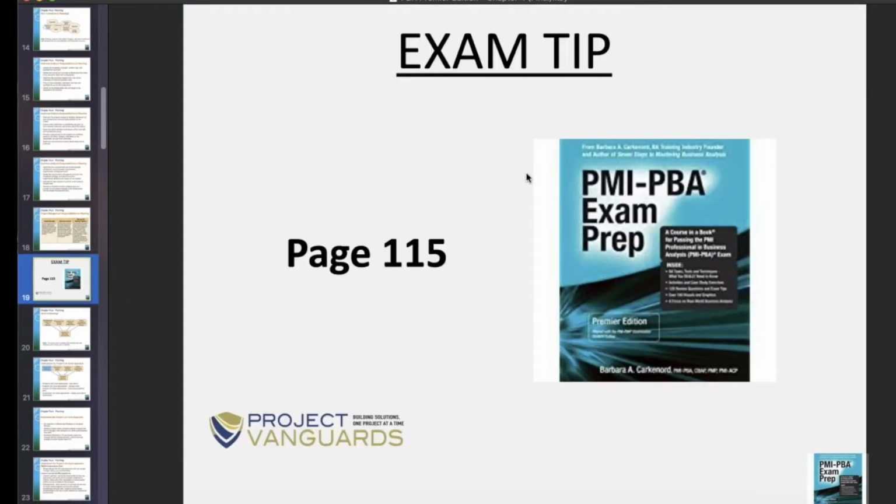And that brings us to an exam tip on page 115. Let's turn there and take a look. Top of the page, it says, most exam questions will assume there are both a project manager and a business analyst assigned to the project. Therefore, you will have to understand the roles of each in the given situations. Be sure to answer from the perspective of the analyst.